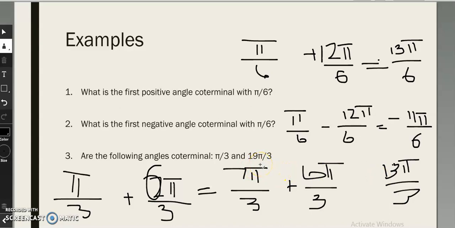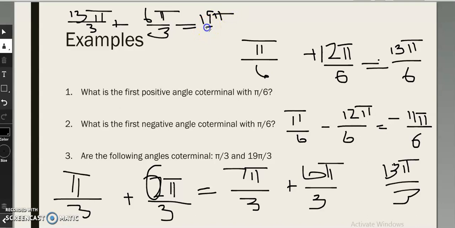I haven't even passed it yet, so I can add one more. So I have 13 pi over 3 plus 6 pi over 3. And that is, in fact, 19 pi over 3. So they are coterminal with each other. And I hope that this helps.